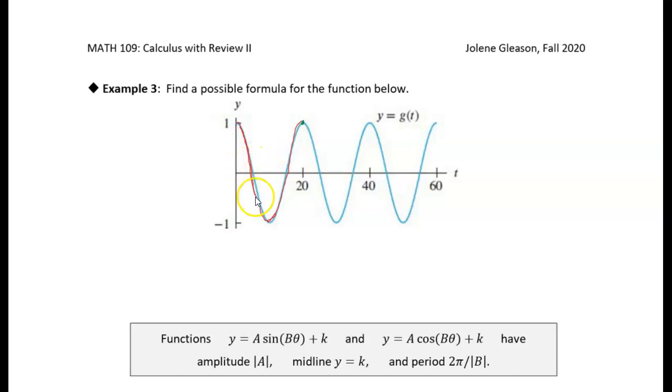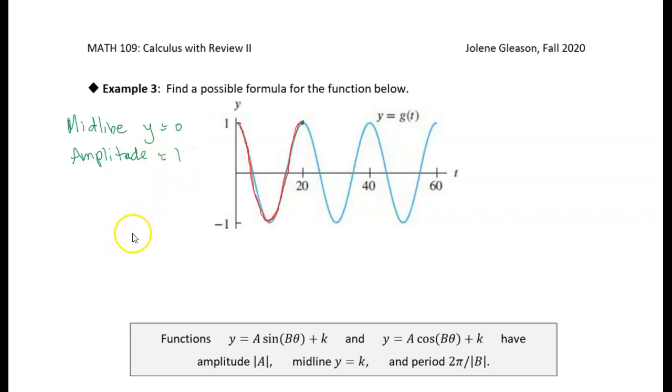So my period is 20, right? So there's one period of the function. You can see that the midline is going from -1 to 1. So the midline is y equals 0, okay? The amplitude is just the x-axis, right? So sorry, midline is y equals 0. Amplitude is equal to 1.